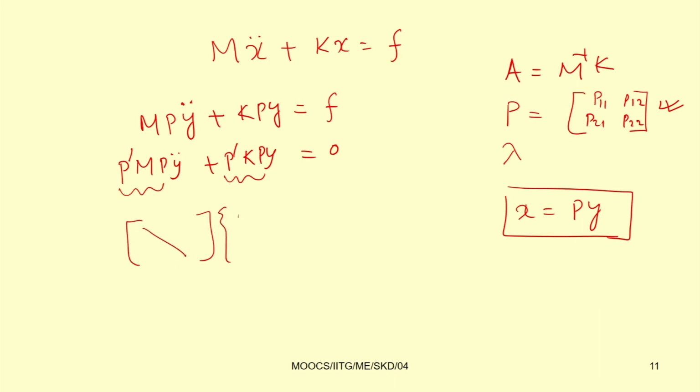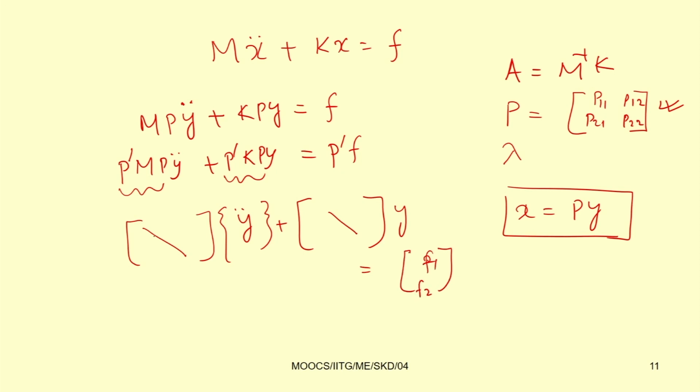So, this is y double dot plus this matrix, which is also diagonal, times y, and this is not 0. We have multiplied by p transpose, so the right side is p transpose into f. So, you have 2 terms here, that is f 1 and f 2.